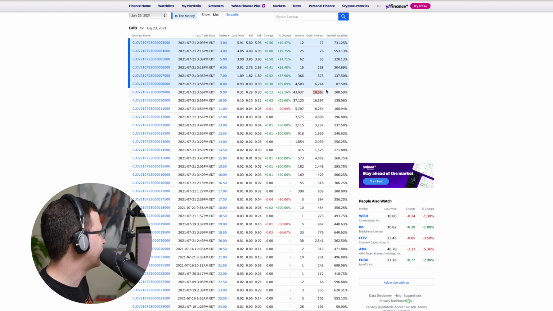For open interest for the $9 mark, and then 16,597 for the $10 mark. Right now, before we hit the after hours, we got the $8, $7, $6, $5, $4, $3 strike prices that are in the money.